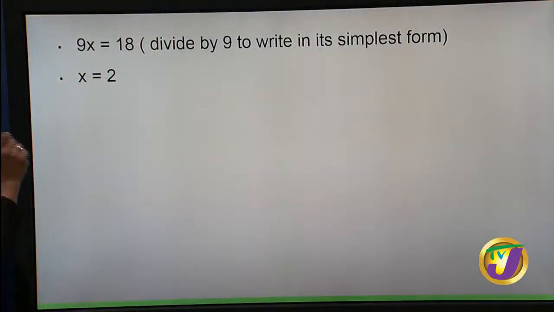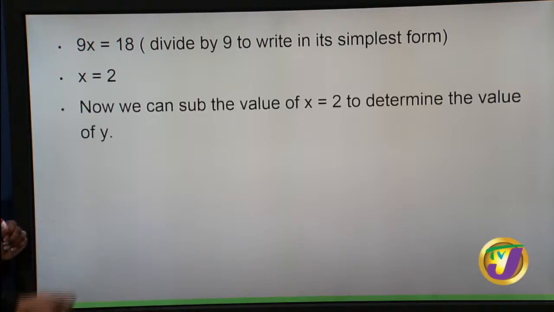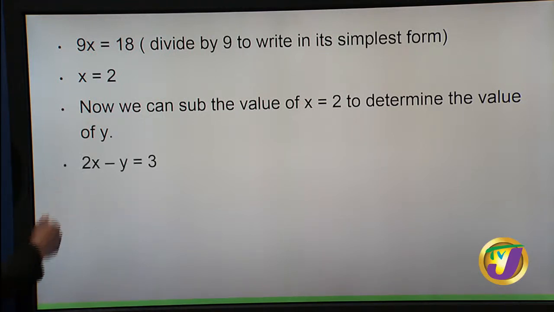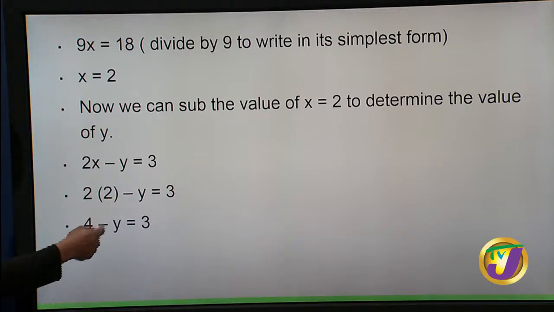And that will give me 9x divided by 9 leaves me with x. 18 divided by 9 gives me 2. So I now have a value for x. So now with the value for x, I can substitute into one of the equations. So if I were to substitute a value for x into this equation, which we would call our equation 1, 2x subtract y equals 3. Wherever I see x, I'm going to put 2. So we have 2 multiplied by 2 gives me 4 subtract y equals 3.